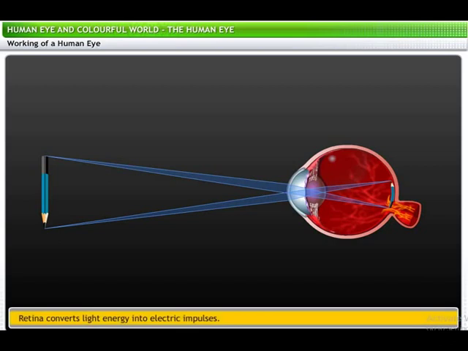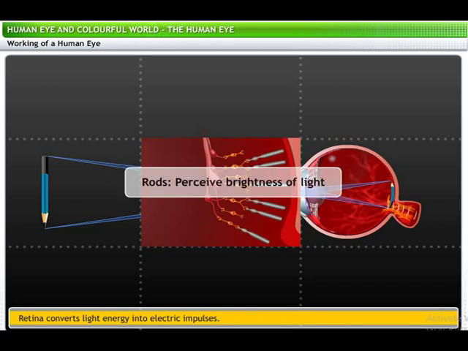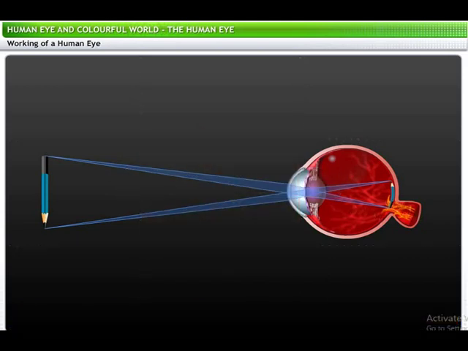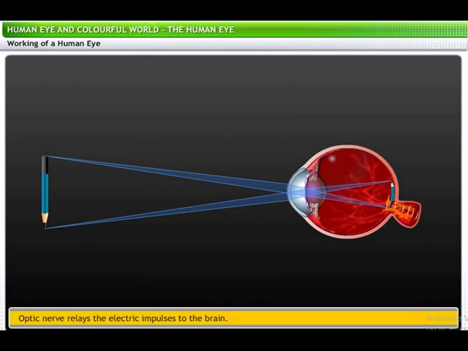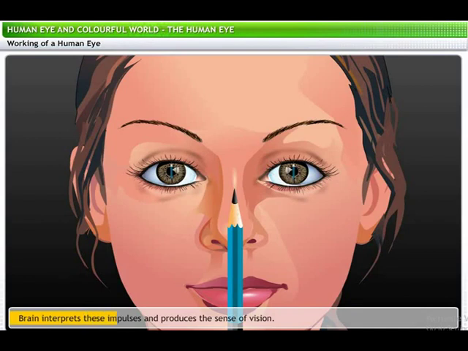The retina converts the light energy of the image into electrical impulses using light-sensitive nerve cells called rods and cones. The rod cells are responsible for the perception of the brightness of light, and the cone cells for the perception of color. The electric impulses from the retina are relayed to the brain by the optic nerve. These impulses indicate the brightness and color of the image to the brain. The brain interprets these impulses and produces the sense of vision.